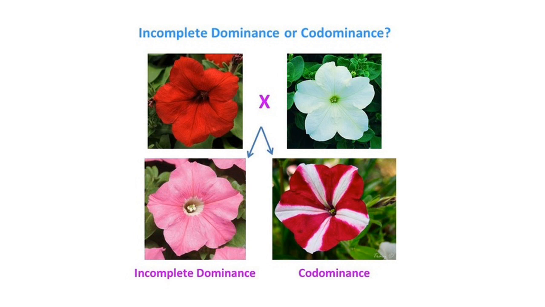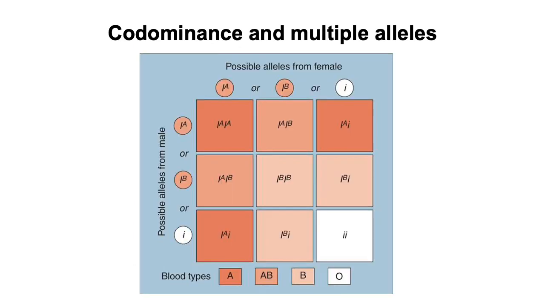And when we're talking about codominance, you see that in the bottom right. So in that case, if we crossed a red and a white flower, you would actually see both of the phenotypes, the red and the white phenotype, expressed in the heterozygote. Again, neither one is dominant or recessive, but they're both expressed, and it's not as visibly a blend as you see in the case of incomplete dominance. Let's go back and revisit the human blood type example.